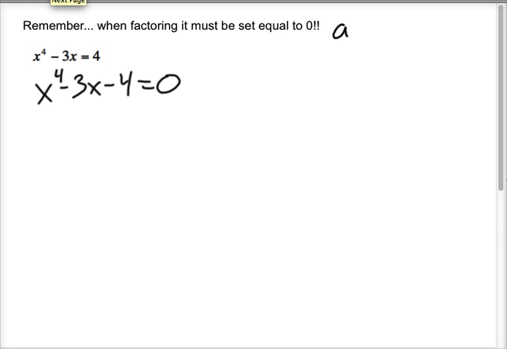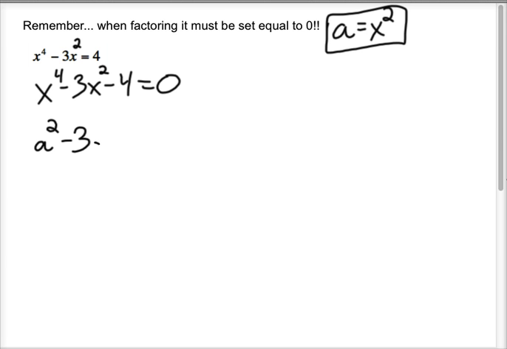All right, and now we're going to make that substitution. A equals x squared, okay? So that means this x to the 4 is giving me an a squared. Oh, I'm sorry, there's a typo there. Those should be squared. I apologize. So a squared minus 3a, and then minus 4 equals 0.